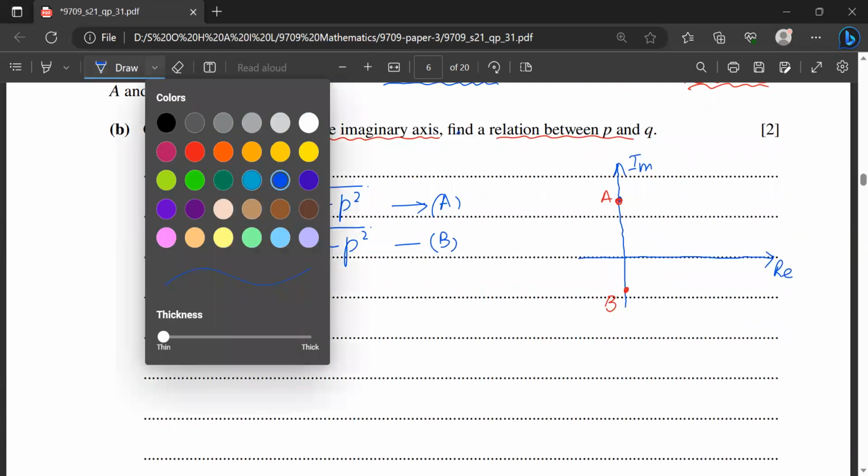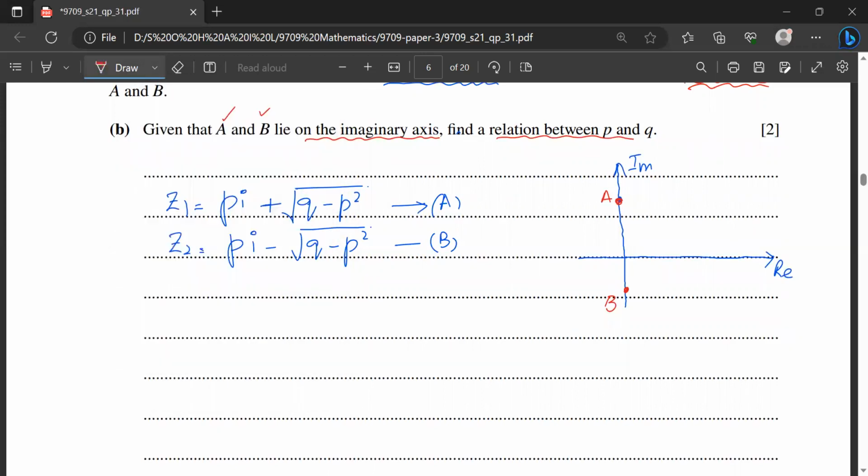The first thing which can come to your mind, as we are looking for points on the imaginary axis, is that if q minus p squared is equal to 0, then as a result z1 is equal to p iota and z2 would again be p iota.